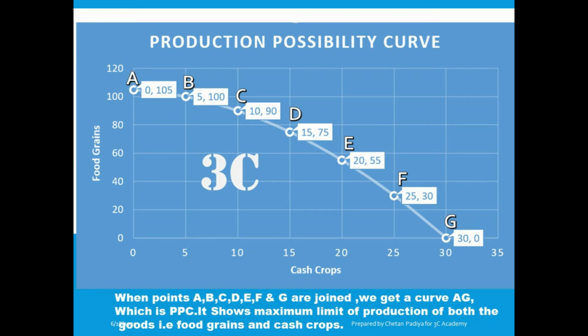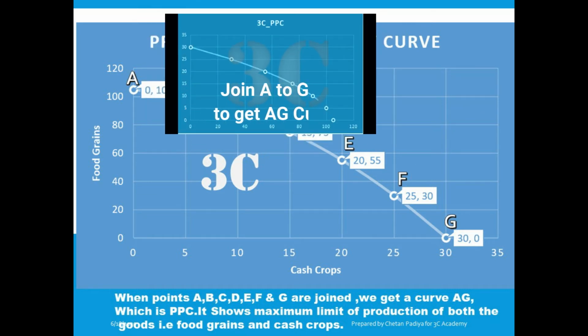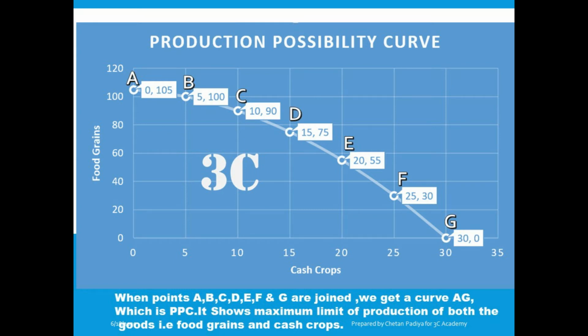Production possibility curve, as you can see in this graph: when we combine 105 with 0, you get point A on the y-axis, then cash crops 5 units and food grain 100, that is point B, 10 and 90 is C, 15 and 75 is D, 20 and 55 is E, 25 and 30 is F, and 30 and 0 is G. When you join A to G, we get a curve AG, which is called production possibility curve.